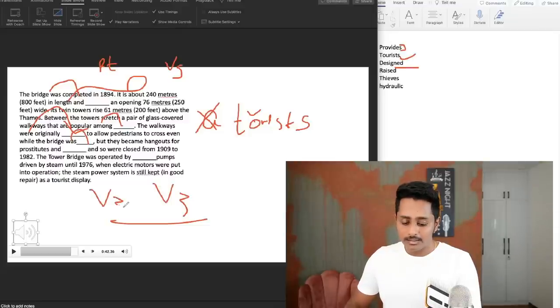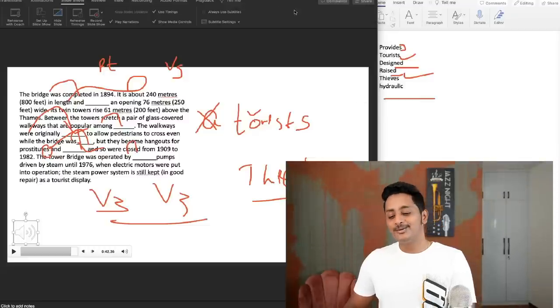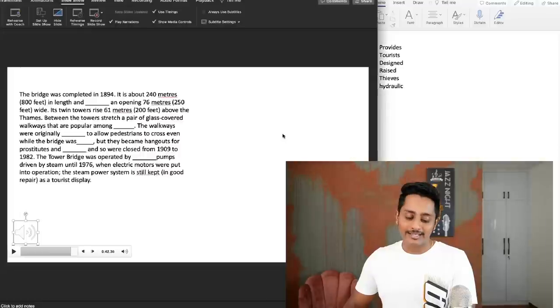After was, verb in the third form, ED, raised. Prostitutes, yes, here also. Thieves, people, right? T-H-I-E-F-S, wrong. It is V-E-S. Operated by hydraulic. Hydraulic spelling, you need to get it right.